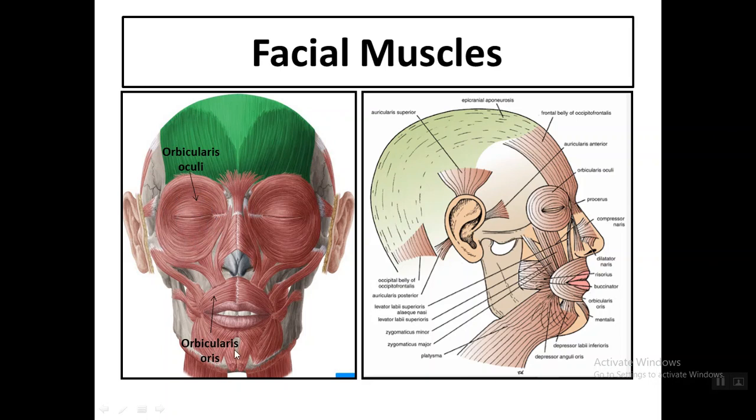Orbicularis oris, this is what surrounds the mouth. Likewise, the muscles gather around the nose. So this muscle will become arranged around the orifices of the face, around the eye, around the mouth, and around the nose.